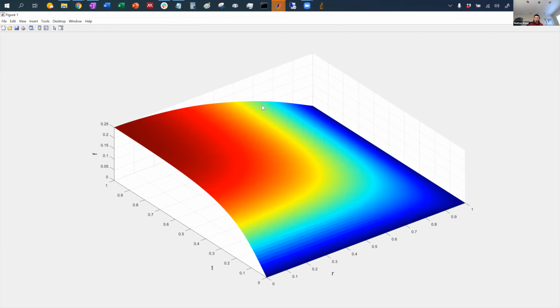Sorry, it has a lot to plot, and so there it is right there. Okay, I'm going to try and figure out how to rotate this so that we can actually see what's going on.